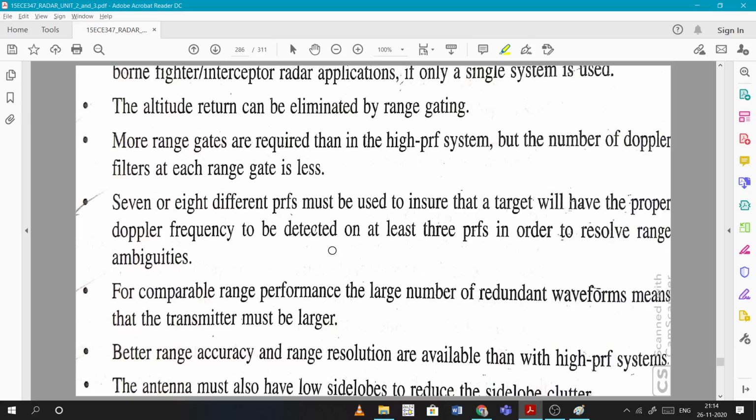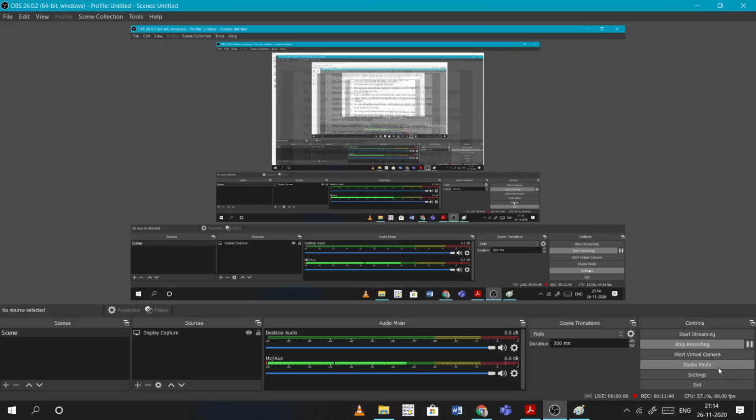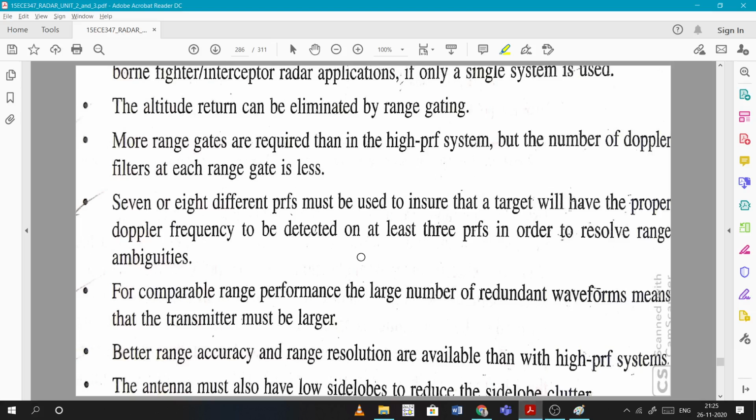So basically, it will have both, right? So what he's saying basically is we have to use both. Sorry, there will be both ambiguities, right? So Doppler ambiguity and also range ambiguity.